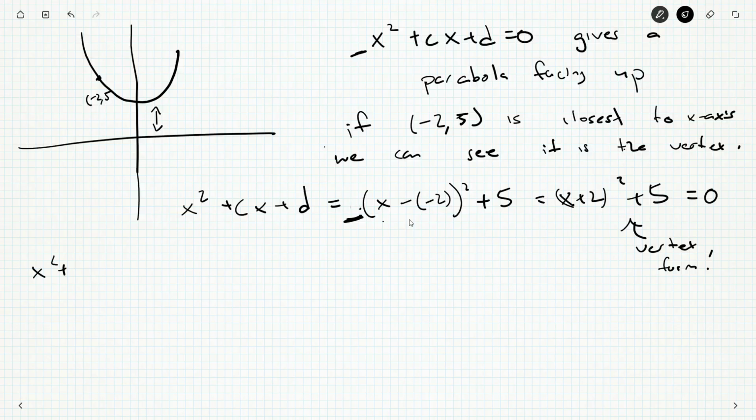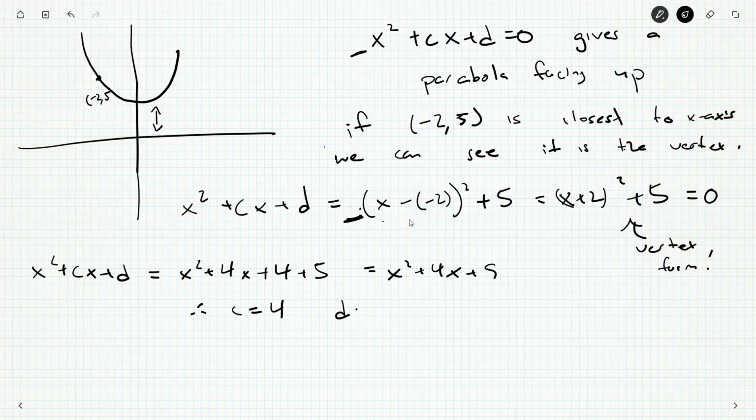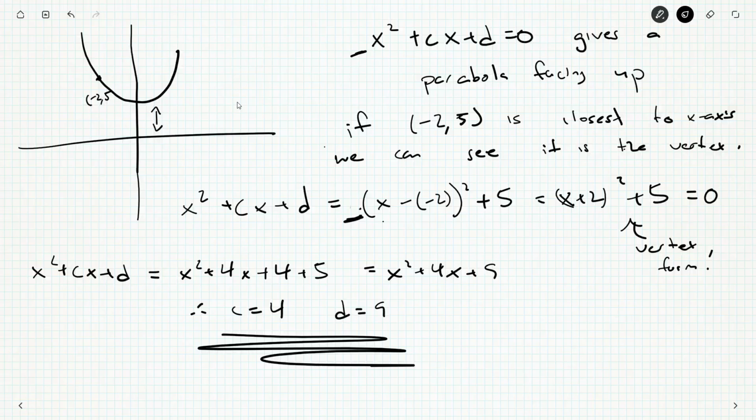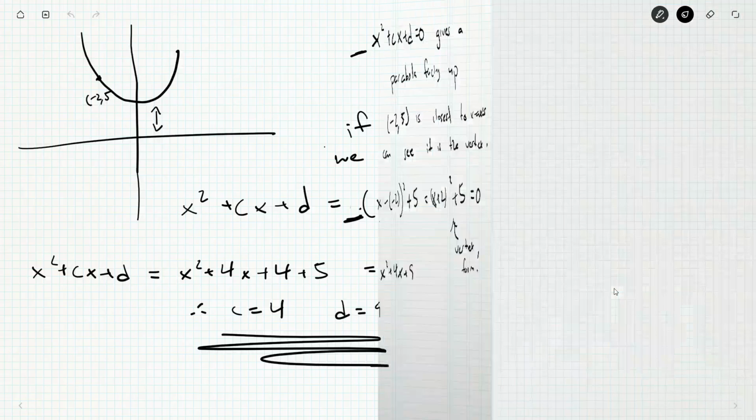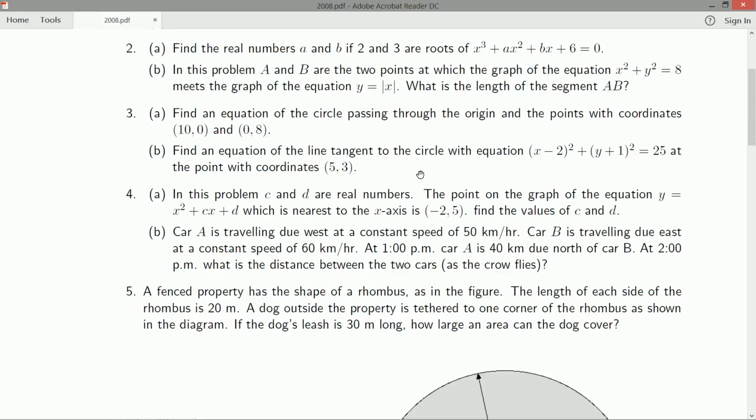So x squared plus cx plus d is really just x squared plus 4x plus 4 plus 5. So that's x squared plus 4x plus 9. C is going to be 4, and D is going to be 9. Oh, there we go. That takes care of 4A. Key things to note: you have to explain why that closest point ends up being our vertex. From there, vertex form of the parabola and expanding things out gets you everything you want.